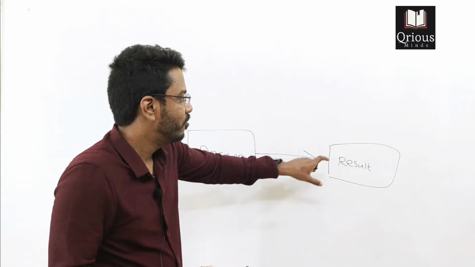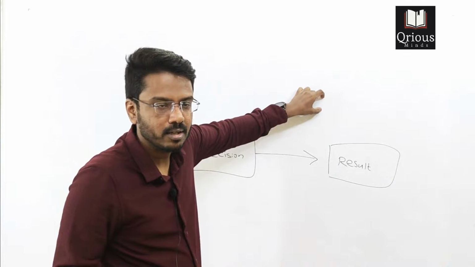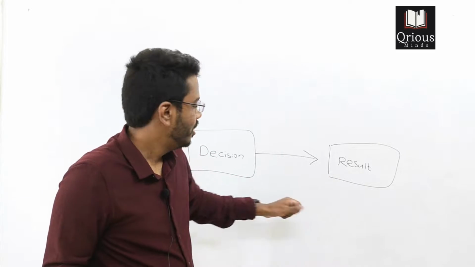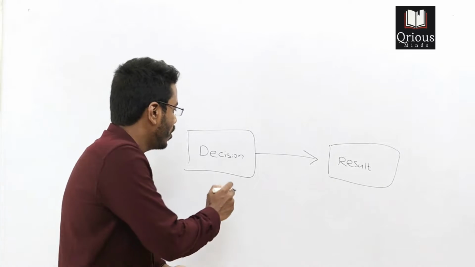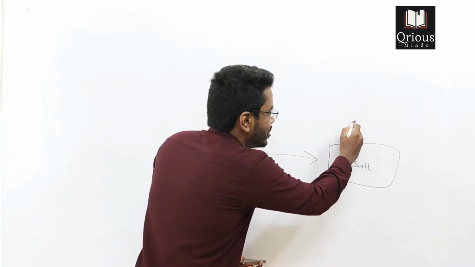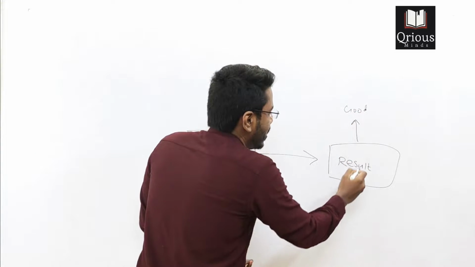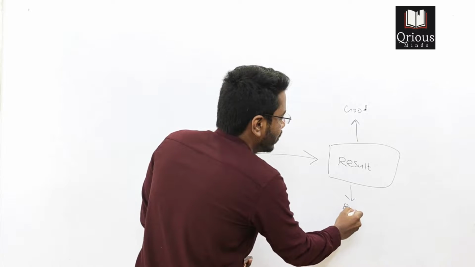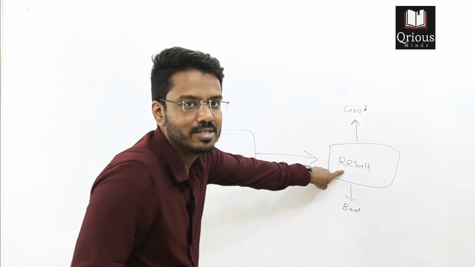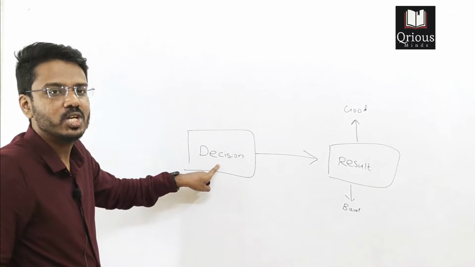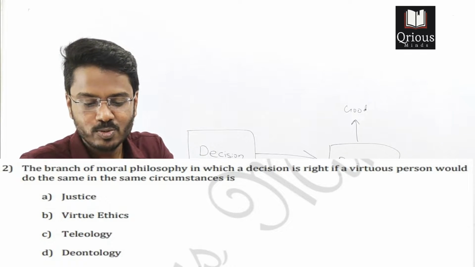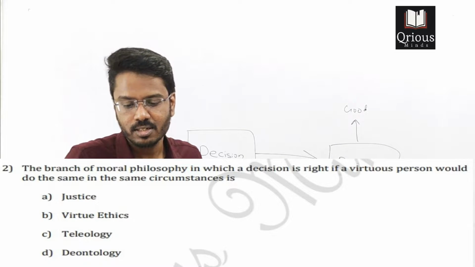Teleology advocates that if this result is a good result, then this decision is ethical, and if this result is a bad result, then this decision is unethical. So whether this decision is ethical or not is tied up to this result. If it is a good result, then it is ethical, and if it is a bad result, then it is unethical. So ultimately it depends upon this final result to conclude whether this decision is ethical or not. That's what teleology implies, and teleology, as we can see, is not the right answer to this question.